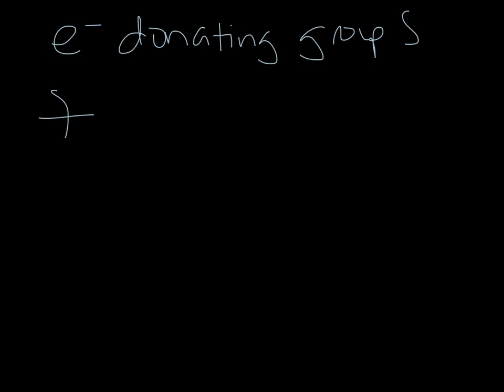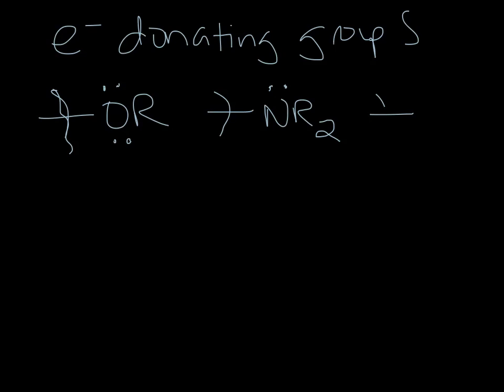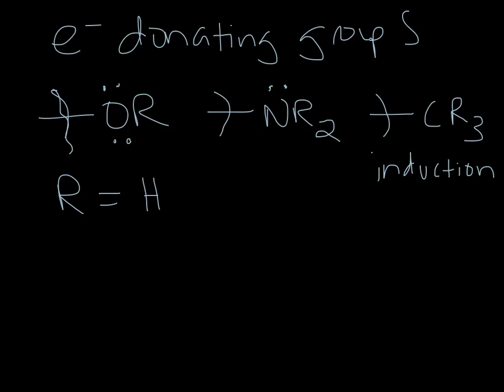So one example, this squiggly just being coming off of a ring, would be an oxygen. It has two lone pairs of electrons that it can push into the ring. A nitrogen has that one lone pair. And then if we had a carbon, that could push electron density into the ring through induction. So it would be through the sigma framework, not through resonance. But it's still pushing electron density away from itself. In all these cases, R is equal to either H or another carbon, an alkyl group.